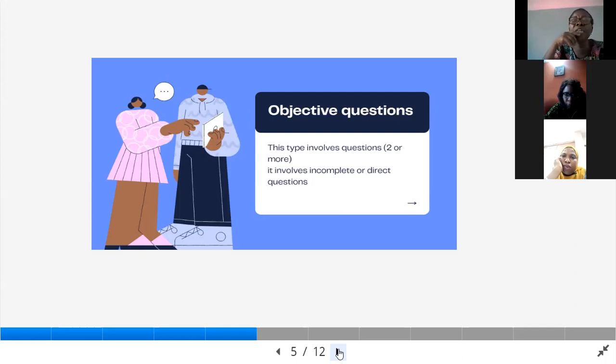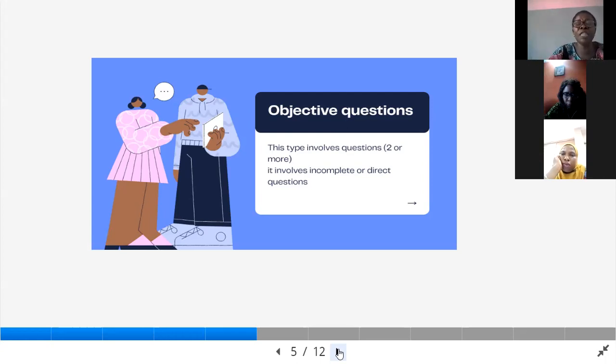Now, the objective is a type that involves 2 or more persons. You are writing your own from there. And then, we shall tell you the advantage soon. Because when this person is writing, this person is writing, this person is writing, all of you can cluster in the same place, in the same class. But you are on your own table, this person on your table. You can take several persons at the same time.